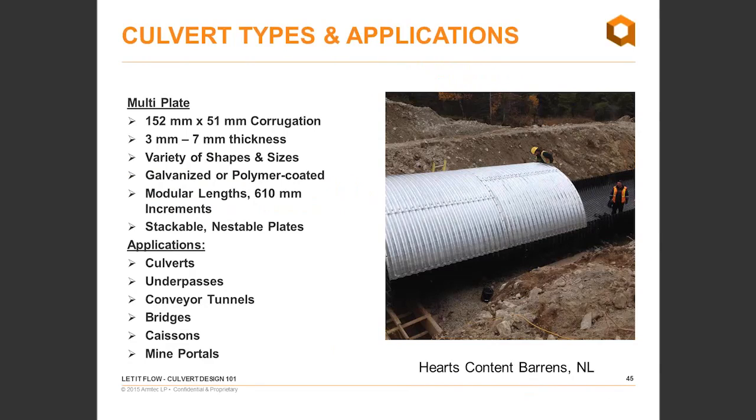Galvanized or polymer coated. In this particular picture you see here, it was on a highway in Heart's Content Barrens in Newfoundland. And as you can see, there were two different coatings used in this particular project. The invert and your corner plates were polymer coated, and your cover plates were just plain galvanized. As we see, most of your corrosion and abrasion is in the invert of your pipe, so usually the first place to go. So the polymer coated plates were put in the bottom for the extra protection.